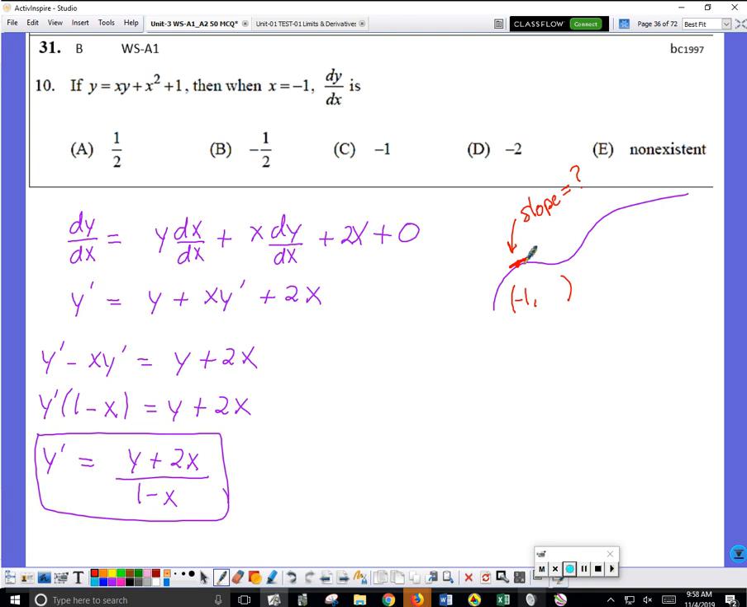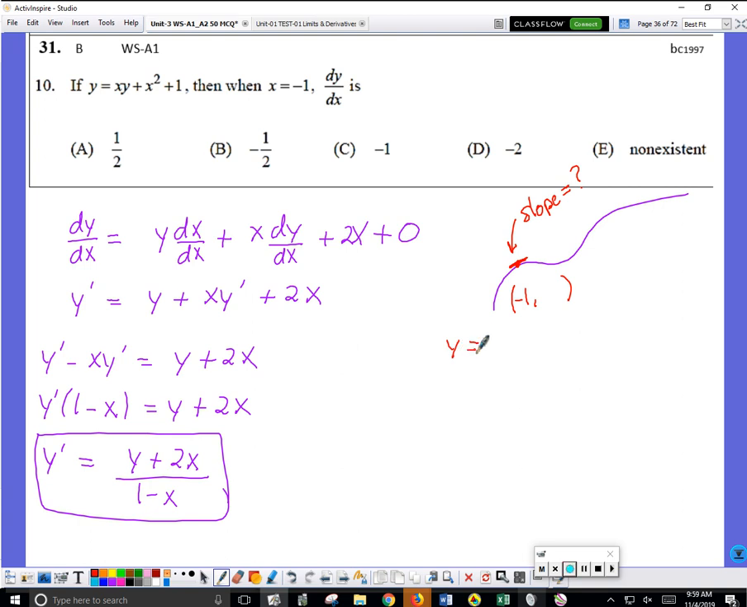The key is understanding this equation can find any xy pair. They want the slope right here. That's what that means. So I create the equation for finding the slope. Well, that equation needs an x and a y. All I have is the x. So I go back to this formula.